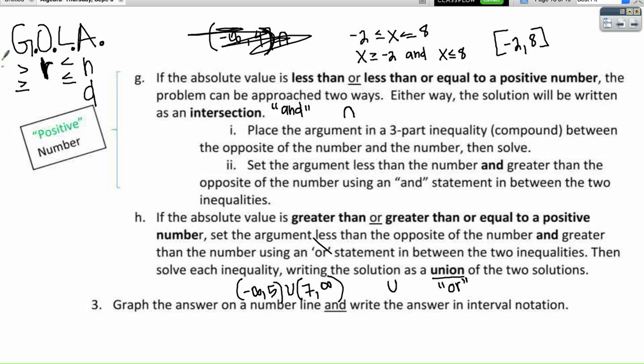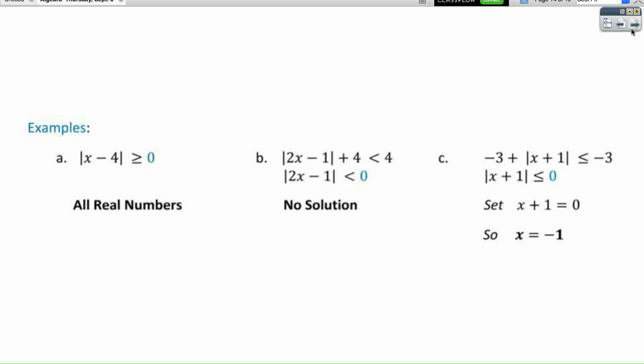So go LA. If it was greater than when I clean it up, it should be an or statement. If it was less than when I clean it up, it should be an and statement. So this is particularly helpful with absolute value inequalities. So let's actually look at some examples of each.